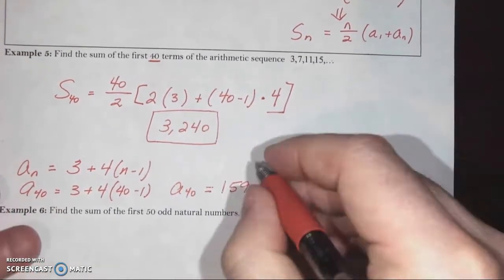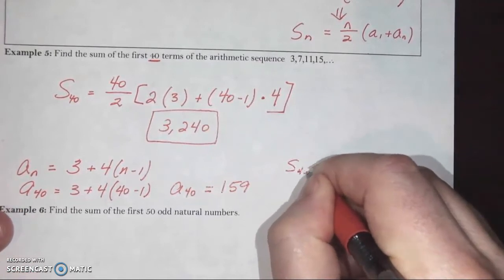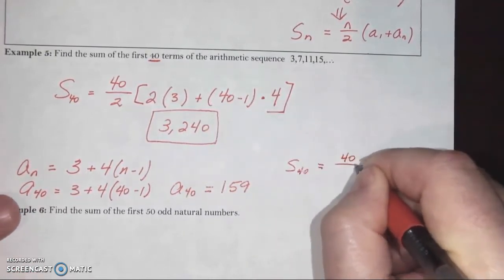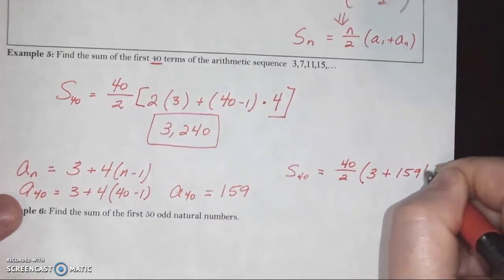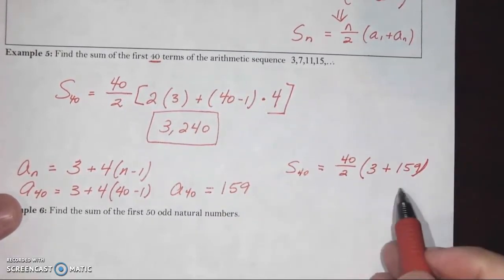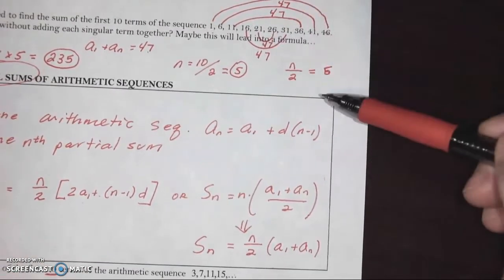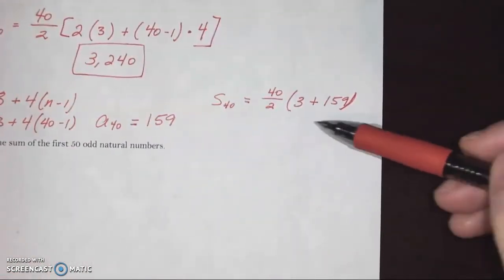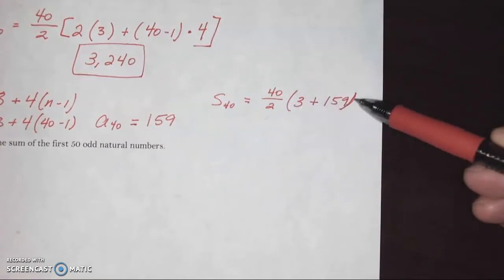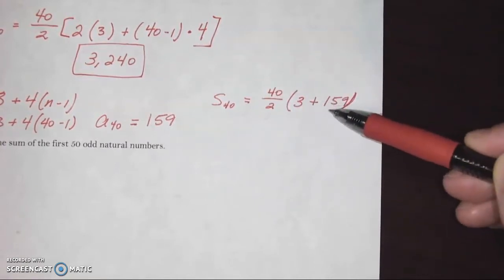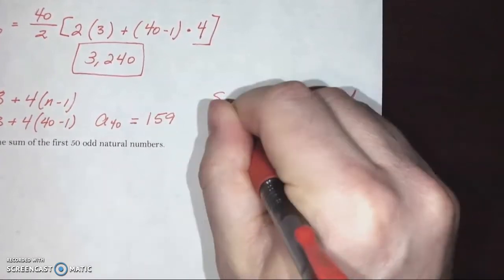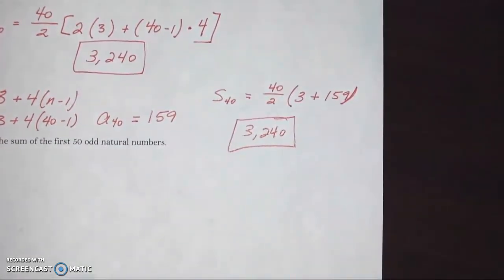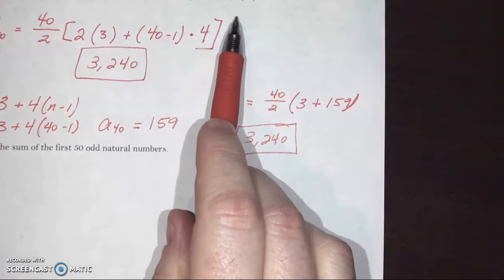Now we can use this formula. The sum of the first 40 terms is 40 over 2 times the first term plus the last term. This came from what we did up top, where we grouped these into 2. That's why this works. We had 20 groups of 162. And again, we would get 3,240 as the sum of the first 40 terms of this sequence.